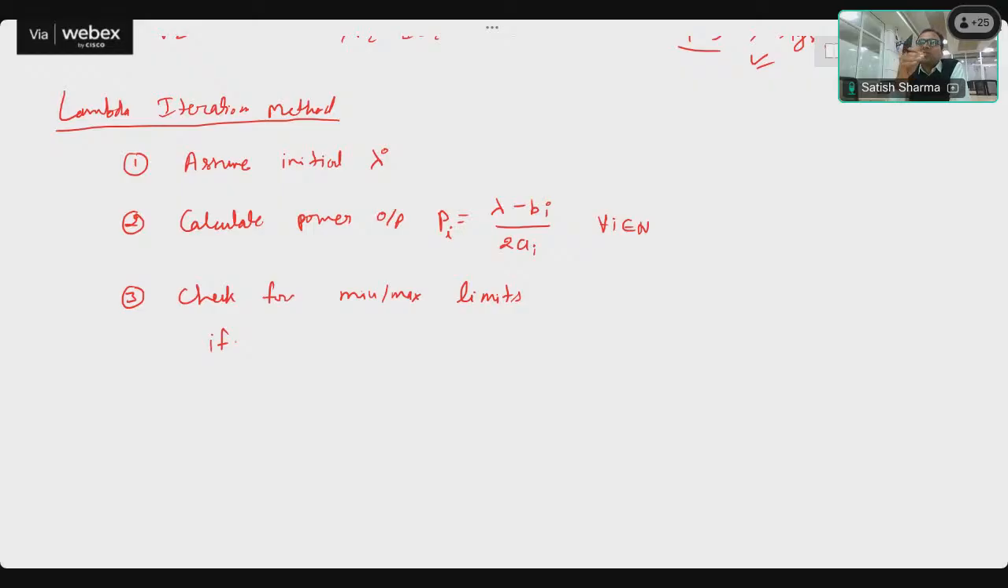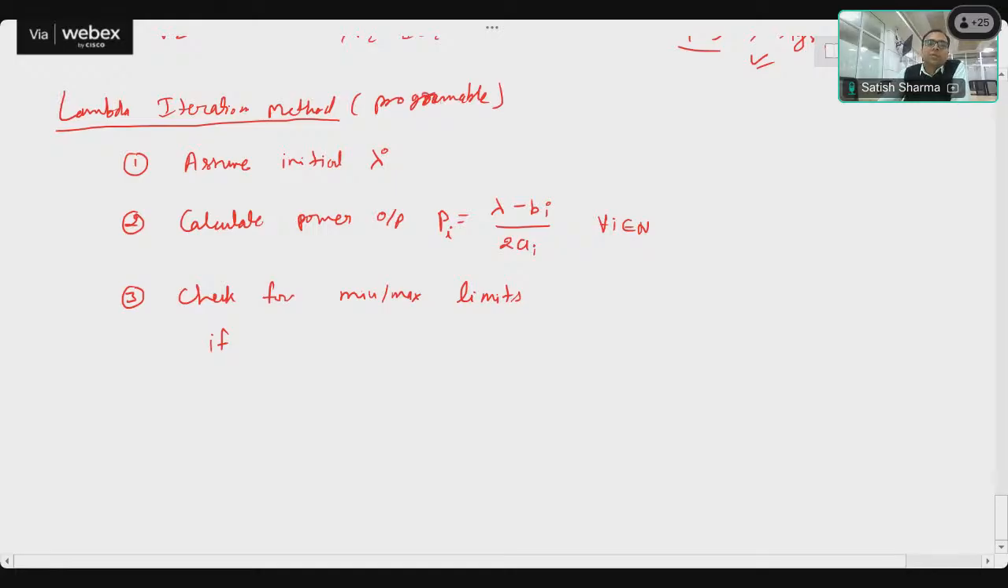Otherwise, we will see if some minimum limits are being violated, we will enforce them as well, and then we will solve it. So this is a continuously iterative process. For a small number of generators, we can solve it with a pen on paper. But the lambda iteration method is basically programmable. You can write it down in a program. So this is a programmable method.